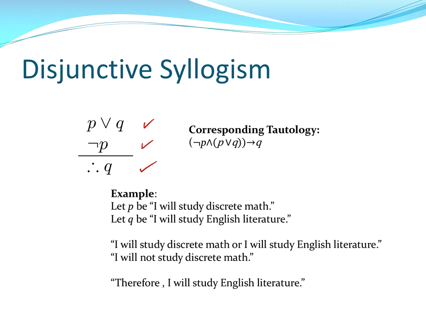So P and Q are I will study discrete math and I will study English literature respectively. My premises in my example are I will study discrete math or I will study English literature, and the other premise is I will not study discrete math. Therefore you can conclude that I will study English literature if both of those premises are true. Disjunctive syllogism.